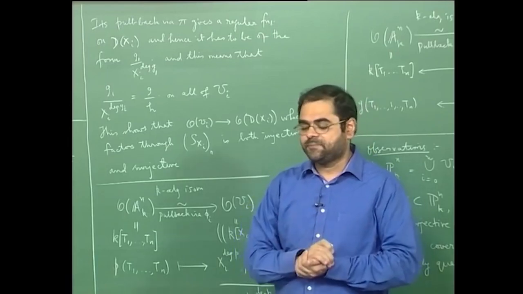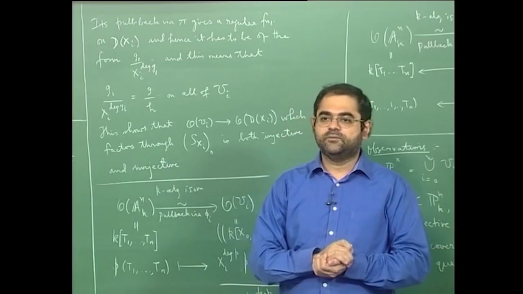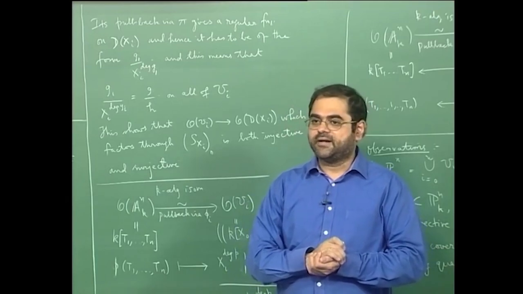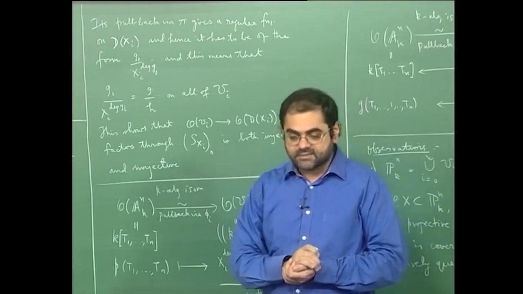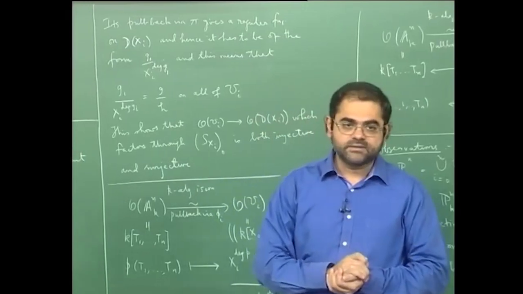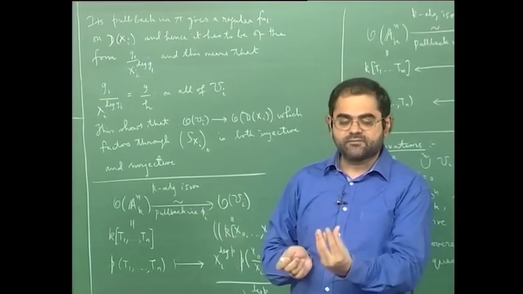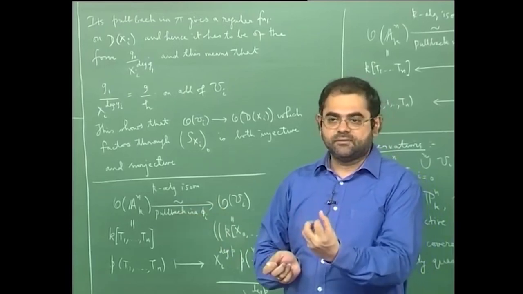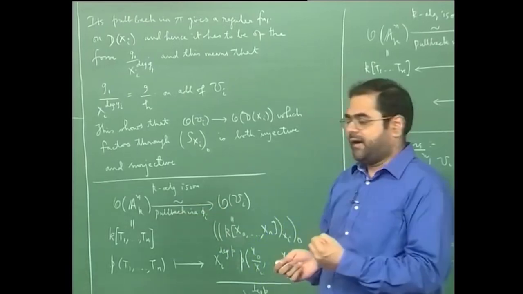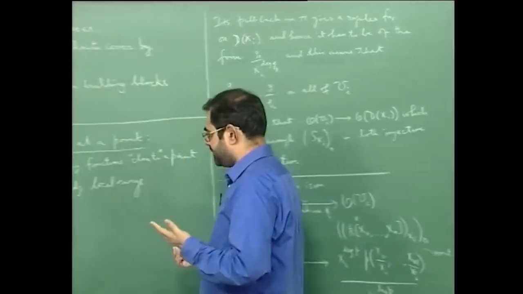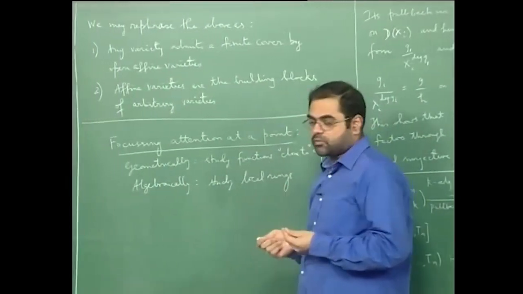So it appears that it's not possible to do that kind of analytic study at a point, but the answer is wrong. That's not true. The truth is that you can, even though you don't have small enough neighborhoods, the information is still available. And that comes by studying the so-called local rings.